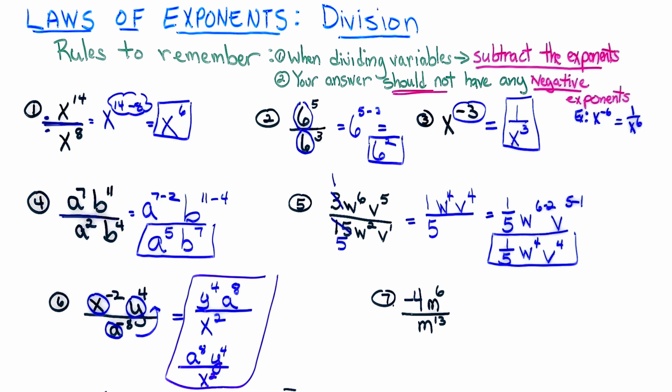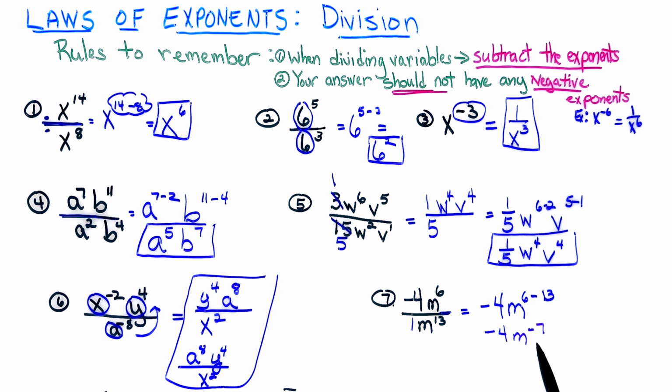And last but not least, we have negative 4 m to the 6th over m to the 13th. So with that negative 4, and remember, there's just like a 1 here, we end up with just a negative 4. And now I'm going to write my variable, and I'm going to write my little subtraction problem. So it's m to the 6th, here's my subtraction, minus, notice, 13. Okay, now I'm looking at that, negative 4m. Well, 6 minus 13 is actually a negative 7.